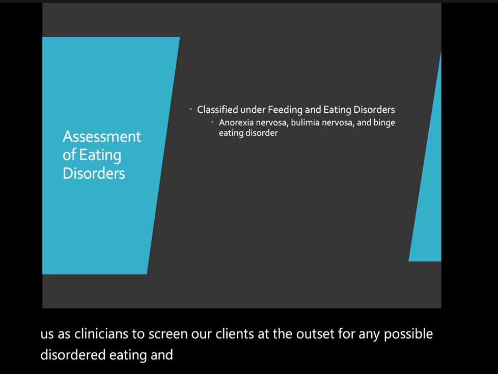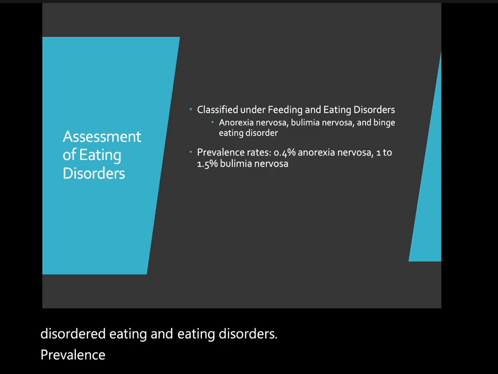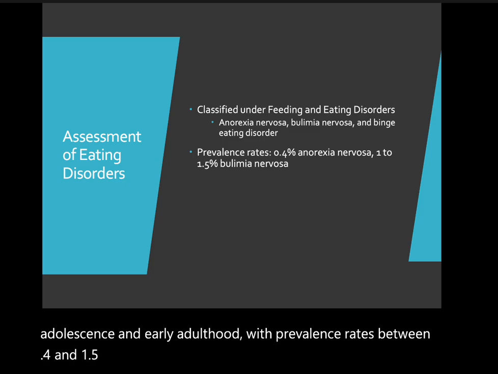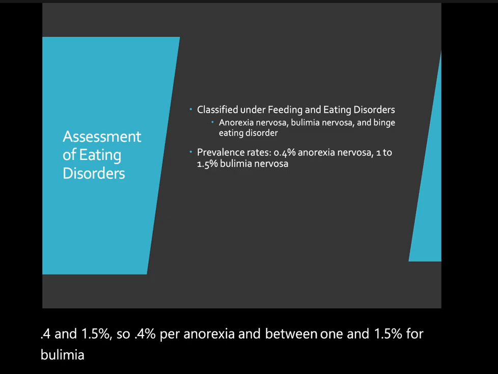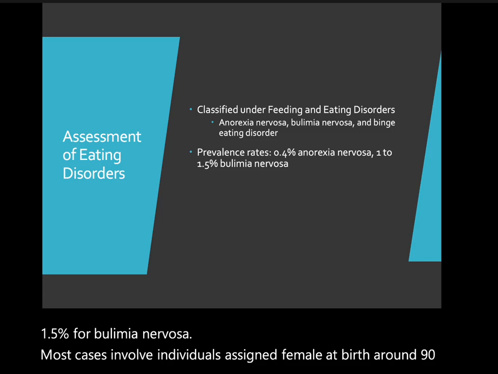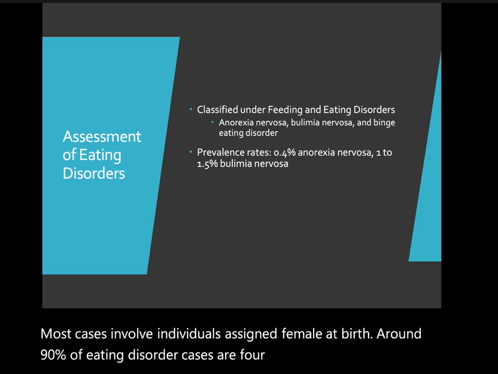The prevalence of anorexia and bulimia nervosa tend to develop in adolescence and early adulthood, with prevalence rates between 0.4 and 1.5%. So 0.4% for anorexia and between 1 and 1.5% for bulimia nervosa. Most cases involve individuals assigned female at birth. Around 90% of eating disorder cases are for individuals who were assigned female at birth.